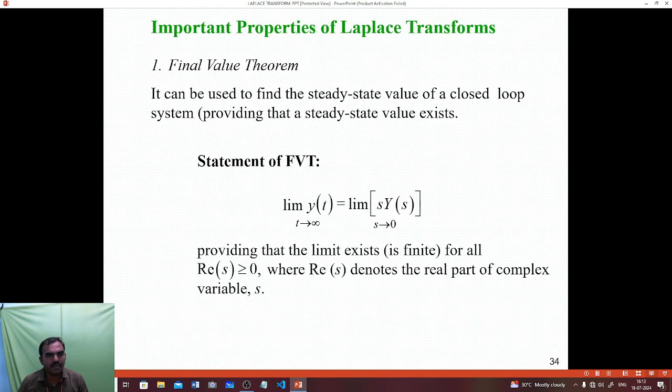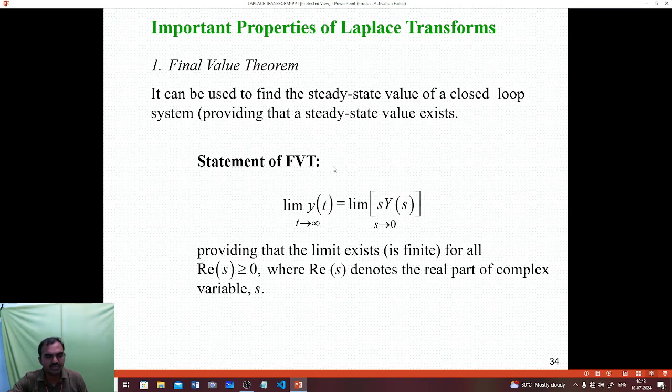Some important properties of Laplace transform. The final value theorem. It can be used to find the steady state value of a closed loop system, providing that a steady state value exists. Statement of the final value theorem.